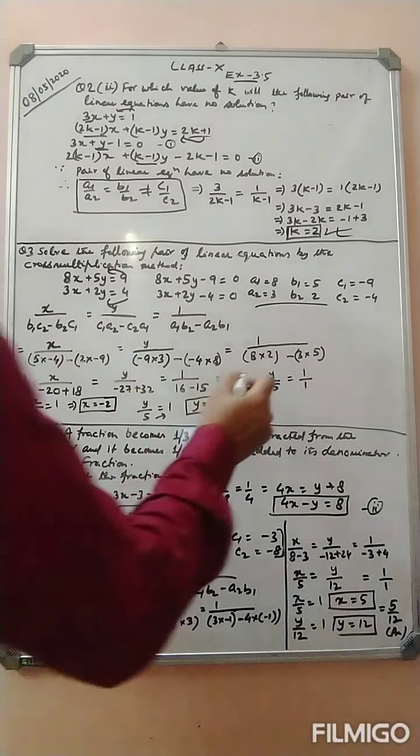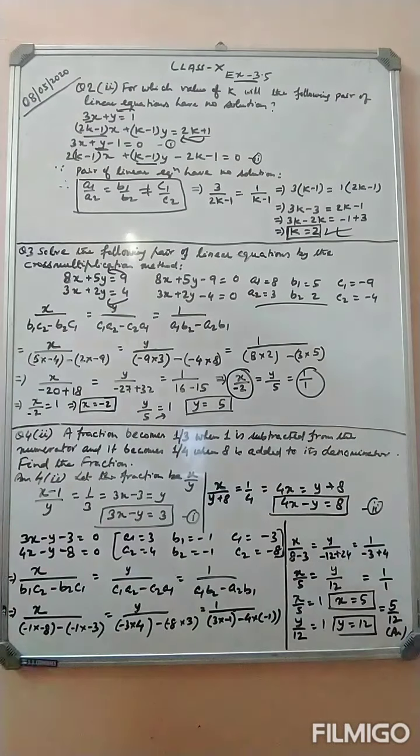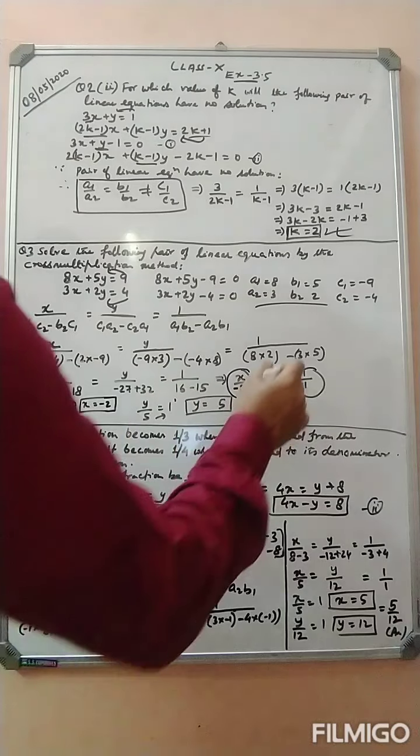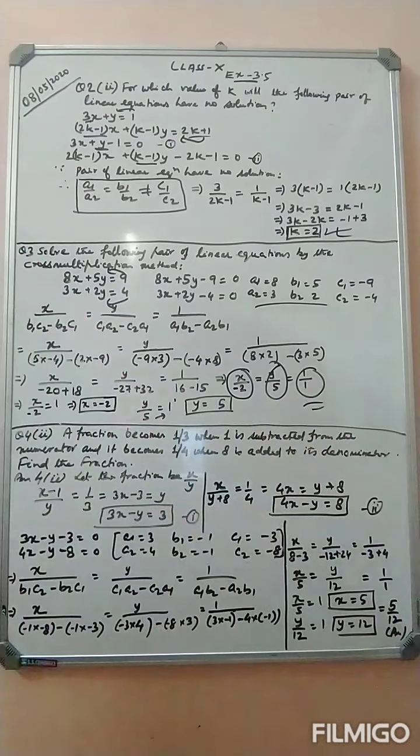Then you will equate this and this. So x by minus 2 equal to 1, x equal to minus 2. Similarly y by 5 equal to 1 and y equal to 5. Now come to question number 4.